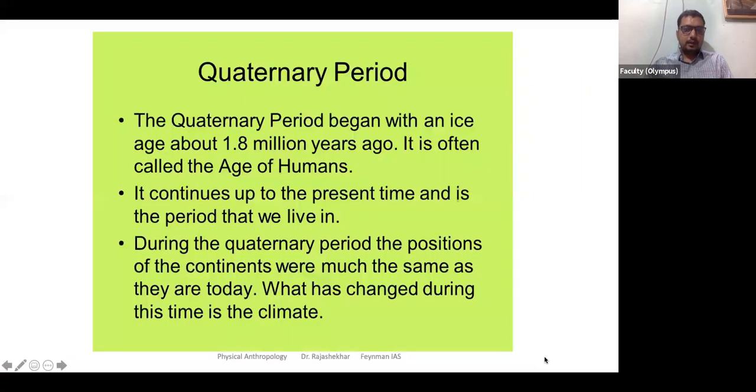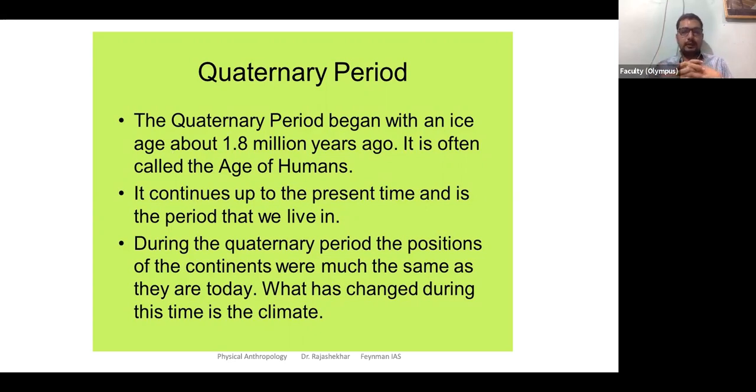As I was already telling you, the Quaternary period is where we have seen those two particular epochs, and this had begun 1.8 million years ago. So 18 lakh years ago, basically, it started 18 lakh years ago, and it is called the age of humans. The Quaternary period is called the age of humans.